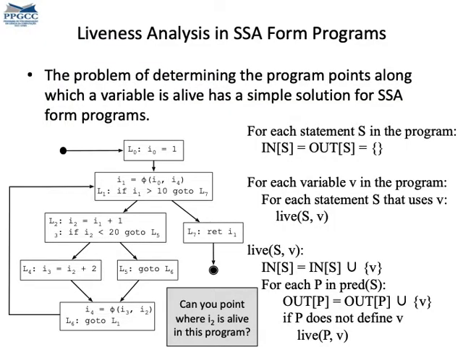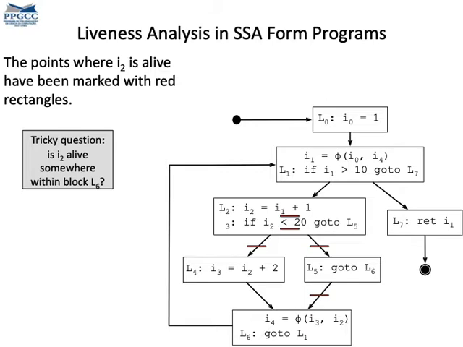Another thing very cool about SSA form is liveness analysis. In SSA form, we can run liveness analysis by simply traversing the control flow graph from the uses of a variable until its definition, marking all the edges along the way. For instance, look at this program. Where is I2 alive? I2 is defined at L2. Where is it alive? You can see the places where I2 is alive. They are marked with these little bars.